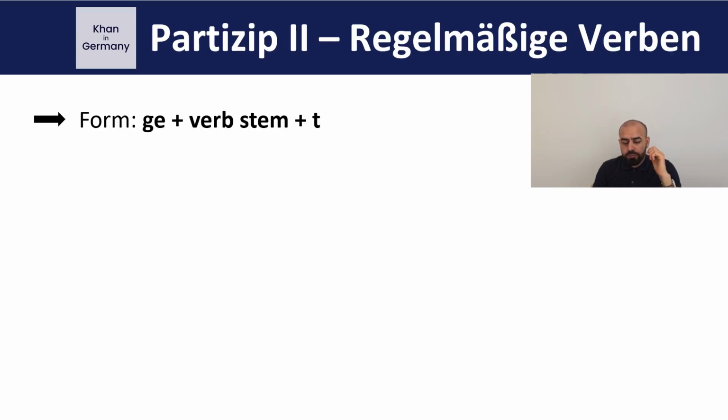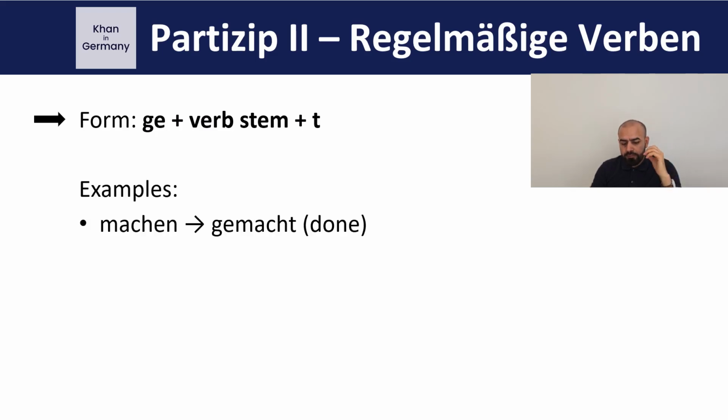And again, participle II, how do you form that? It's important that, for instance, in this case, machen. If you look here, we have the stem of the verb, in this case, mach, M-A-C-H, is the stem of the verb. So this will stay the same, okay? And you have to take GE, put it in front, and remove basically the EN part and replace it with T. So gemacht, that's one example.